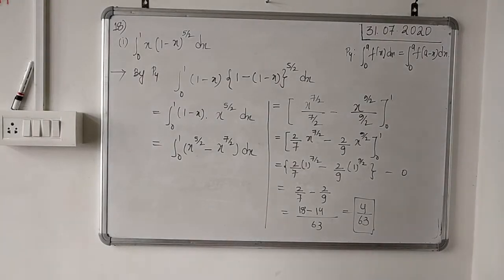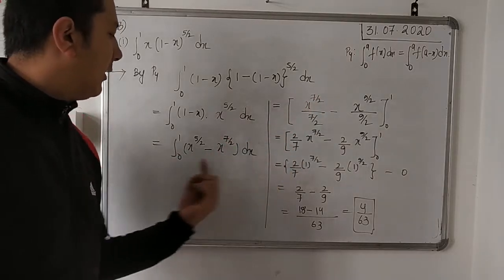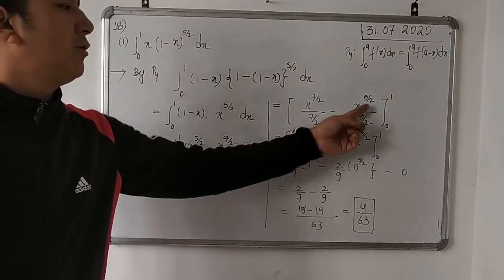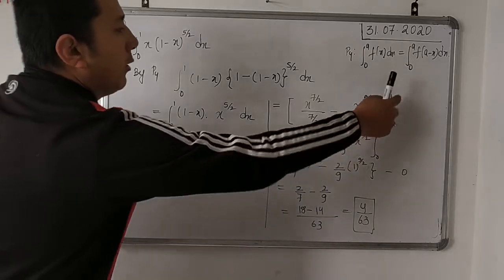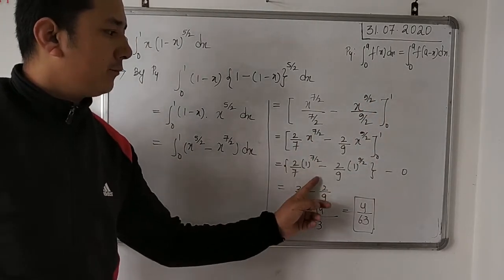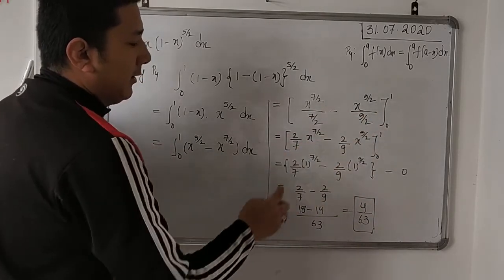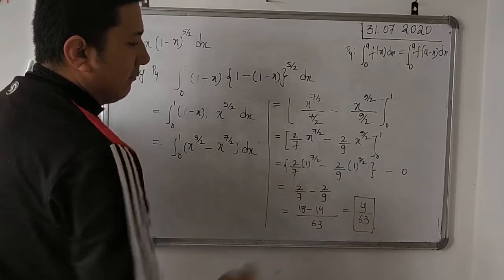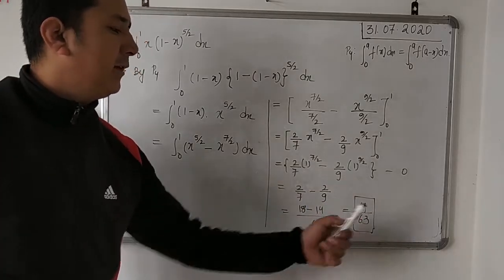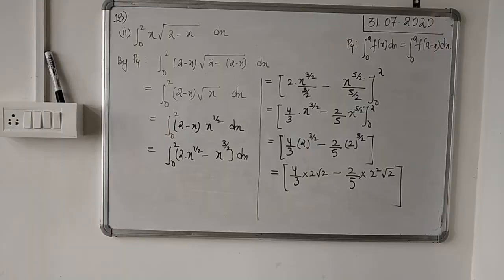Alright, I think after this step you know what to do. Integrate this, which will be x to the power 7 by 2 by 7 by 2 minus x to the power 9 by 2 by 9 by 2. From 0 to 1, you put 1 first and then you put 0. So when you put 1, this will be 1 by 7 by 2 minus 1 by 9 by 2. Simplify, you'll be getting 4 by 63. Pause the video and note it down.